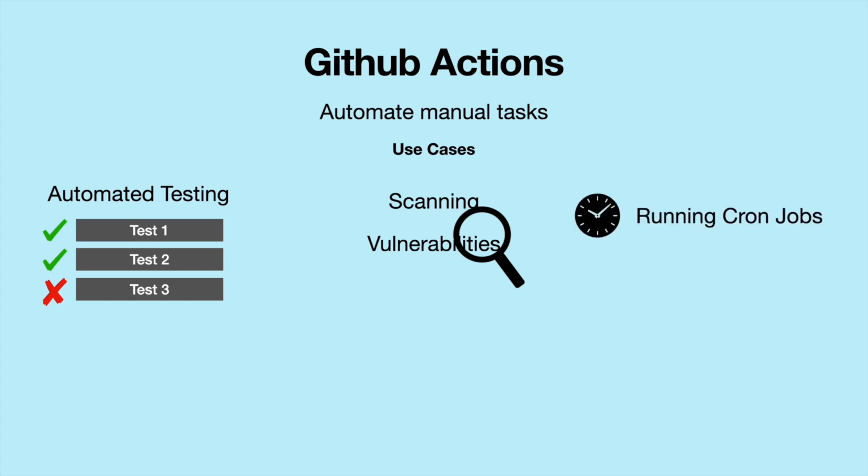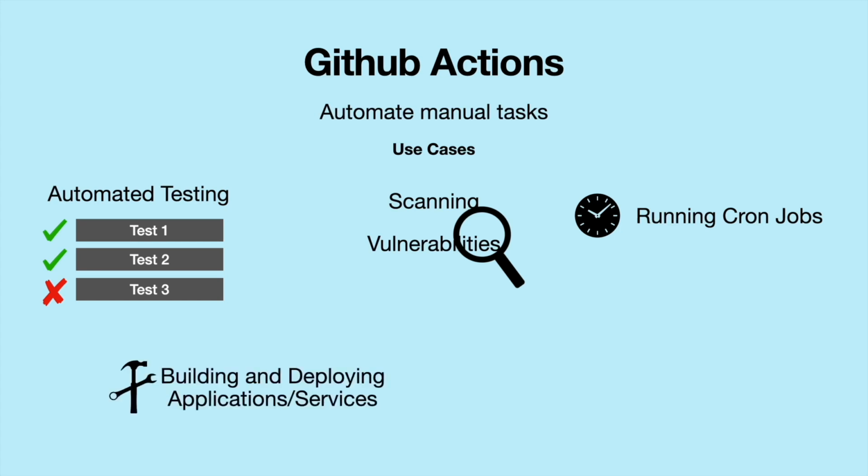Another task that we can automate is running cron jobs. So what is a cron job? It's a job that we have to do regularly at a certain time. Like on every Sunday I need to scan my source code, or at midnight I need to do the build because the load is less. So you can schedule those things using cron jobs, and GitHub Actions will take care of it for you.